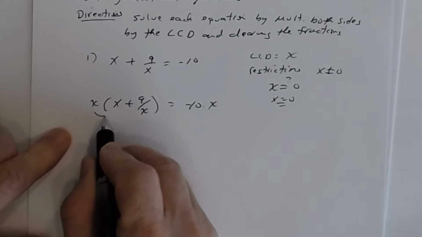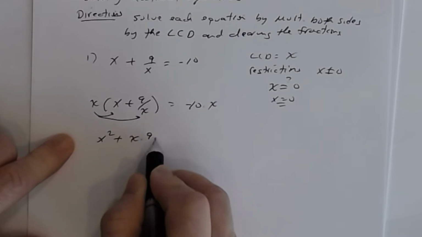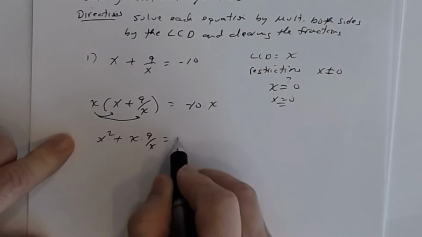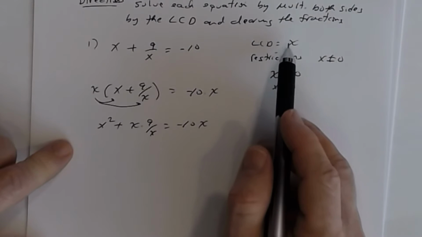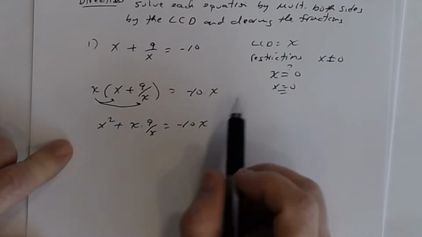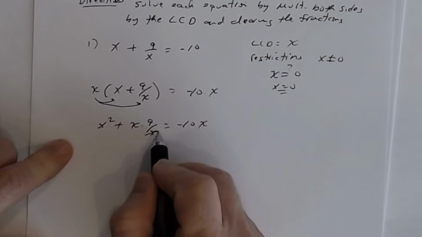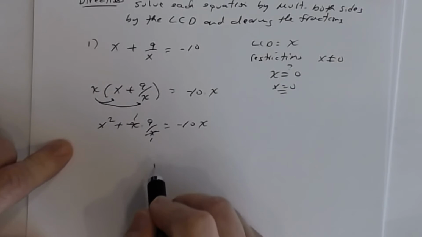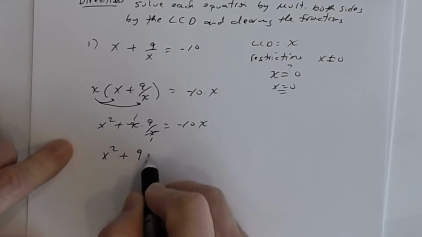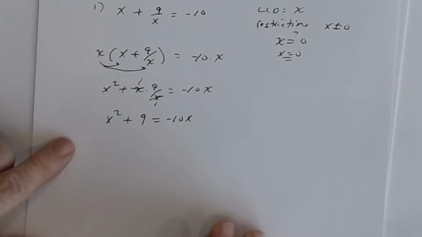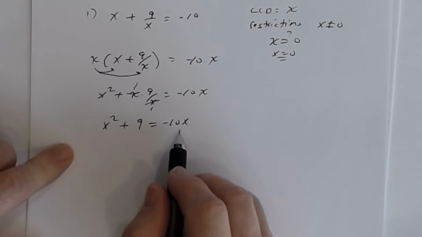Now you're going to get rid of the parentheses, so you distribute. I get x times x is x squared, plus x times 9 divided by x, equals negative 10 times x, which is negative 10x. Now notice I can reduce these x's. The whole purpose of multiplying by the LCD is to get this denominator to be a factor of 1. Now it is, because I can divide those out. So now this becomes x squared plus 9 equals negative 10x. I went from a rational equation to a quadratic equation, and now I'm going to solve it.